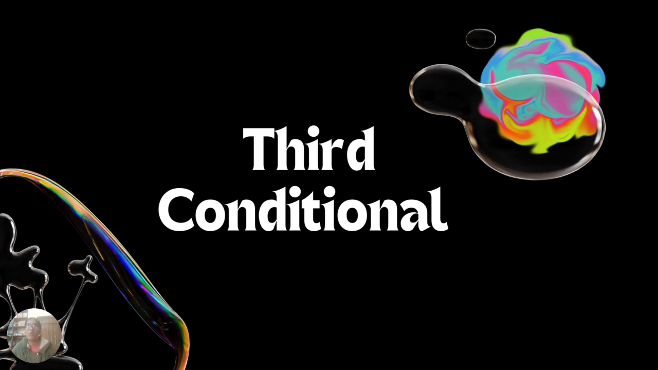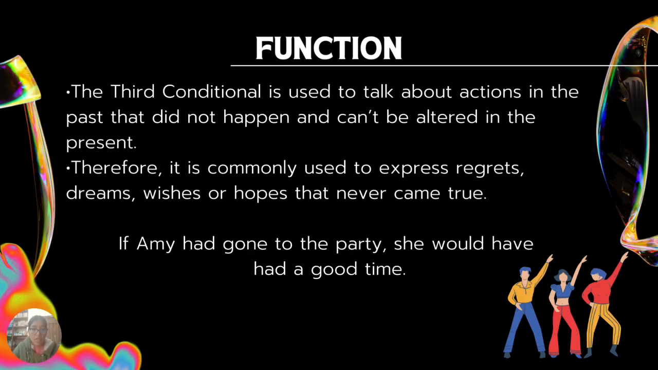Okay, we continue. This is the third conditional. This is the function. The third conditional is used to talk about actions in the past that did not happen and can't be altered in the present, therefore it is commonly used to express regrets, dreams, wishes, or hopes that never come true. An example: if Amy had gone to the party, she would have had a good time.